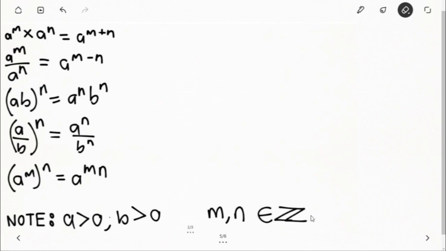So that's it for this lesson. And then in the next lesson, we are going to be looking at examples, trying to figure out how we can work with the laws of exponents.